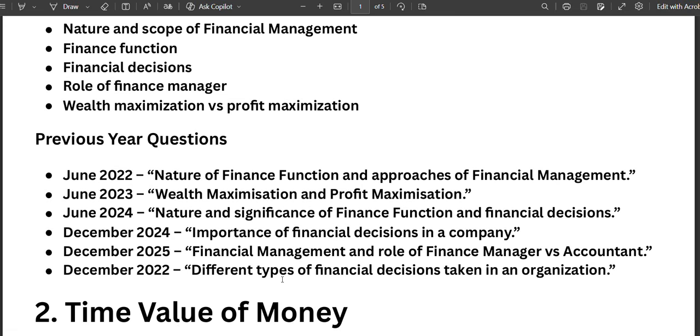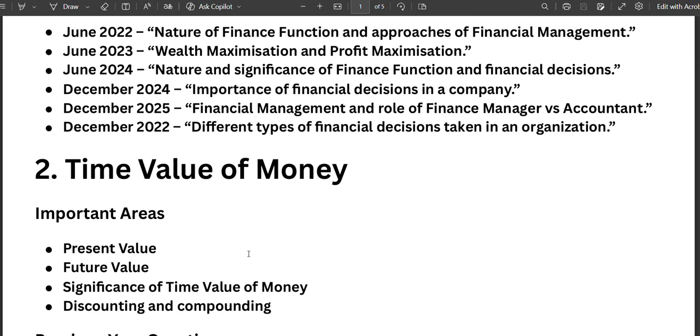So learn about the finance function, the difference between wealth maximization versus profit maximization, the scope, nature and importance of financial decisions in a company, and the difference between the financial manager and accountant. Learn those things.